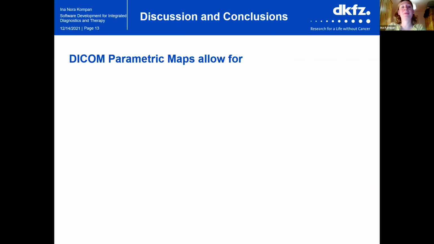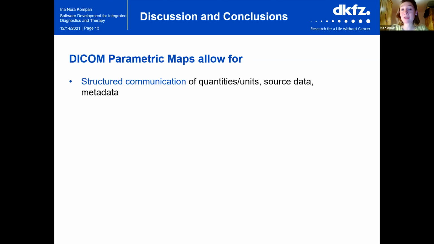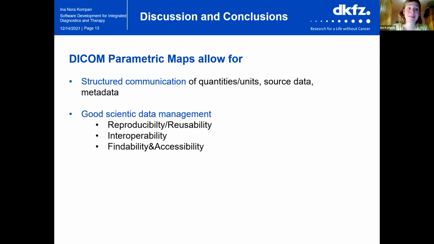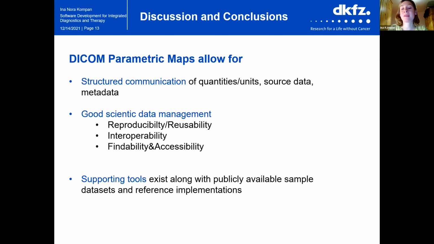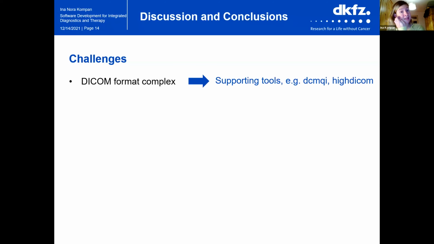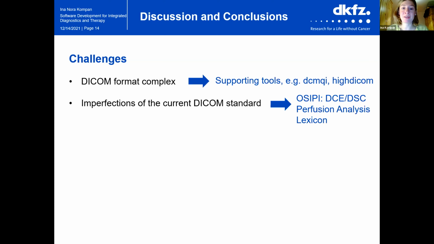Okay, in summary, DICOM parametric map allows for structured communication of quantities, units, source data, and metadata. It adheres to good scientific data management in terms of reproducibility, reusability, interoperability, findability, and accessibility. And supporting tools exist along with publicly available sample data sets and reference implementations. Amongst the challenges is that the DICOM standard is and always will be very complex. However, supporting tools, for example, like DCMQI or High DICOM, can lower the threshold of usability.